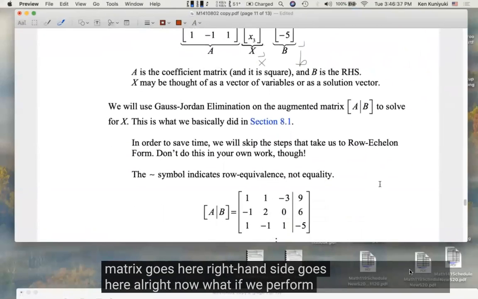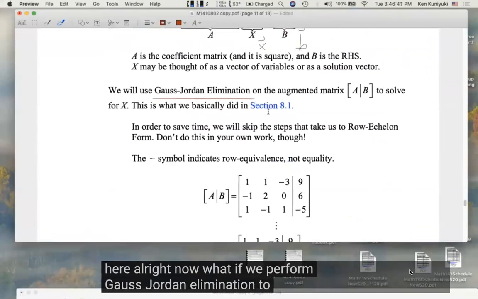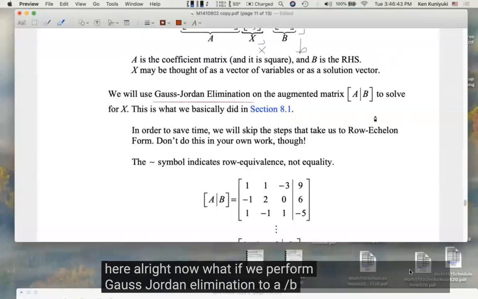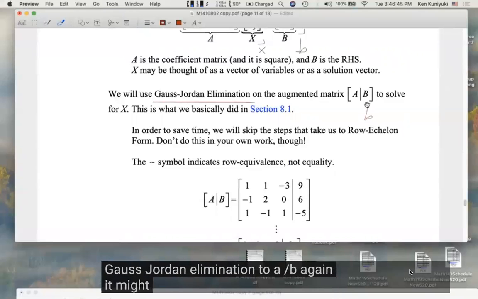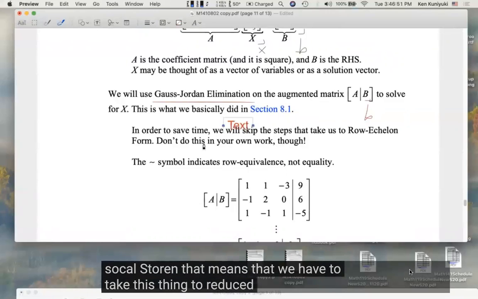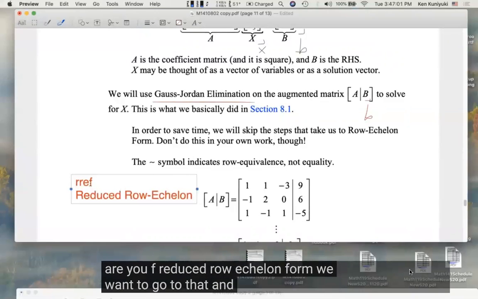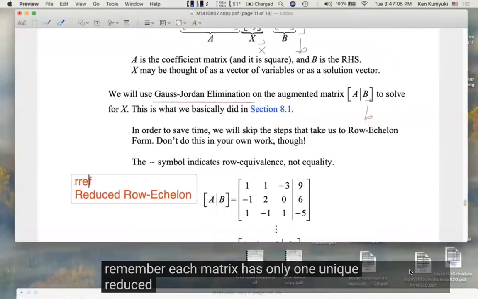Now, what if we perform Gauss-Jordan elimination to A slash B? Again, it might be using this vector notation. So Gauss-Jordan means that we have to take this thing to reduced row echelon form. We want to go to that. And it's unique. Remember, each matrix has only one unique reduced row echelon form.